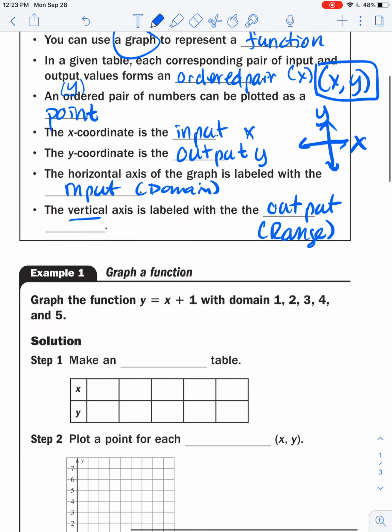Okay, my pencil's kind of fat. Let's see if we can skinny it down. Nope, apparently that's it.